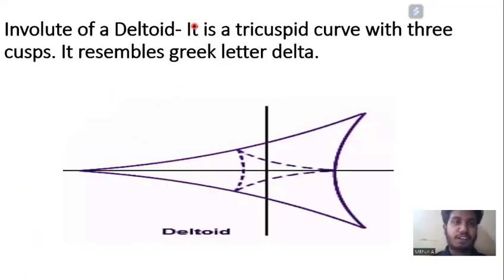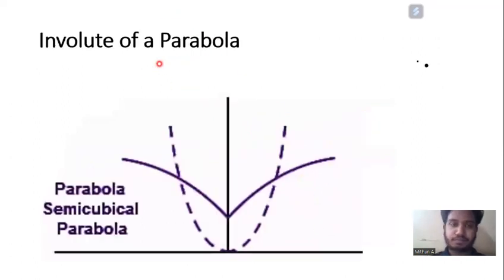So, involute of a deltoid. It is a tricuspid curve with three cusps. We have three cusps here: one cusp, second cusp, and this is the third cusp. It resembles the Greek letter delta, so it is known as the deltoid.